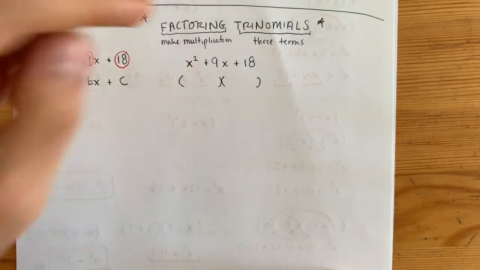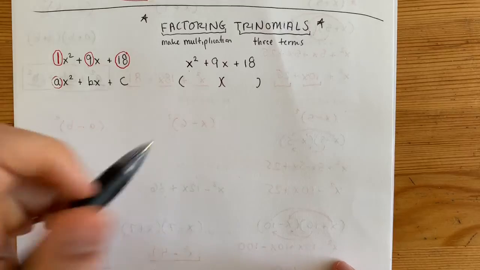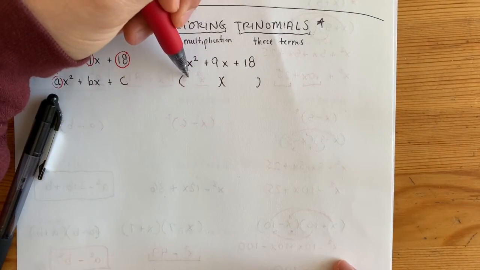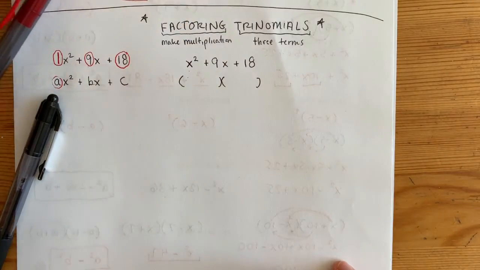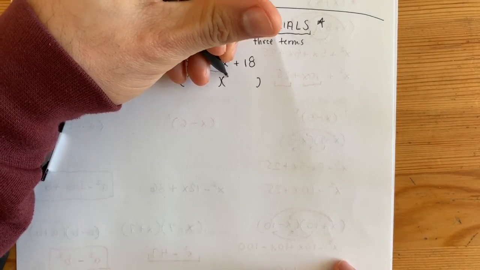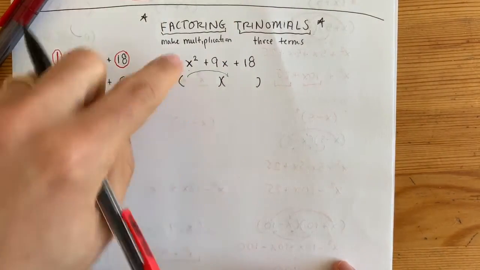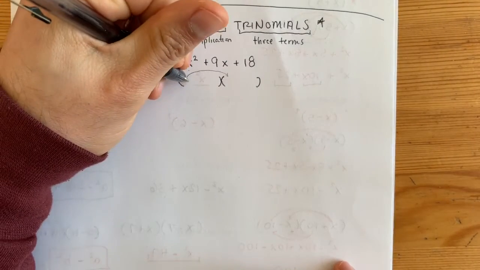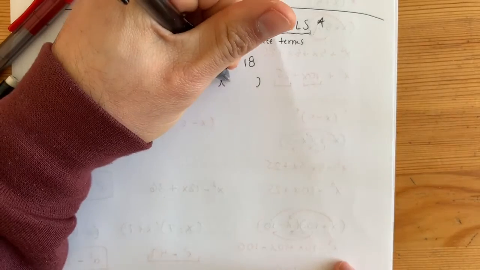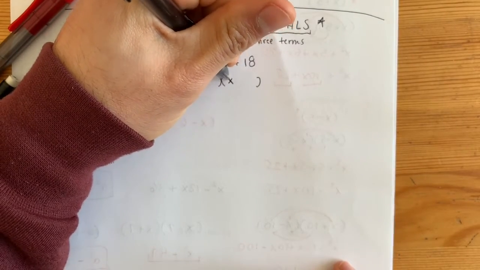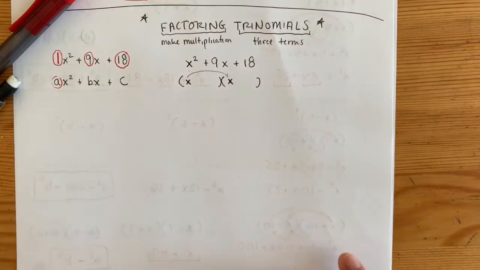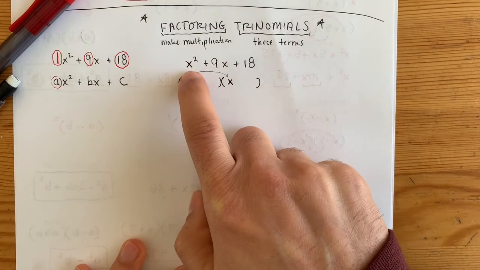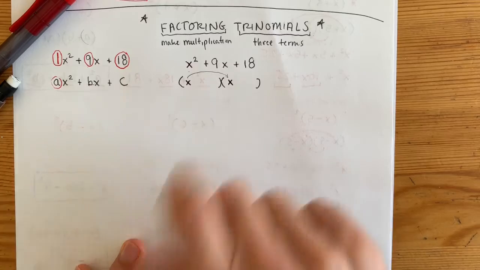So we know that when we FOIL, the first term is this times this, and it needs to make the x squared. So in the first slot of our binomials, you'd have to have an x and an x right there. So we can always pretty much see that right away, that there's an x and an x right there.